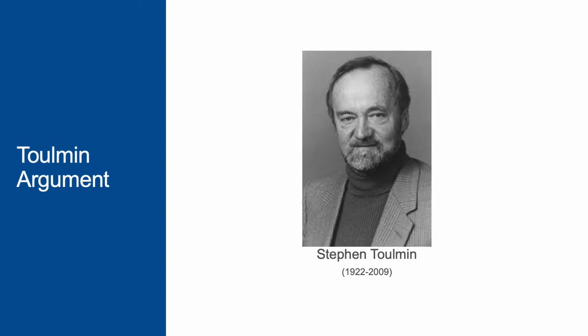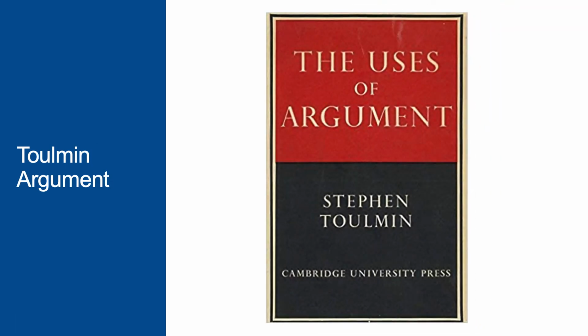So Toulmin believed that for a good argument to succeed, it had to provide a clear justification for the claim that is being made. So in his work, in his 1958 book, The Uses of Argument, he put forward this idea of practical argumentation. He put forward this idea of a model of argumentation that could be used where we do not have universal truth. So what was Toulmin's central argument?